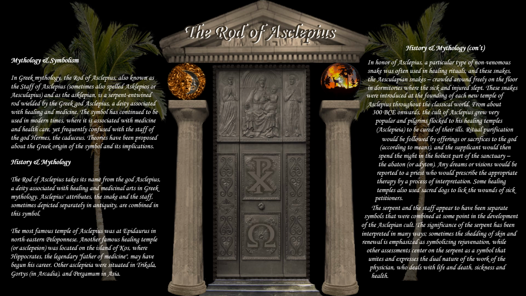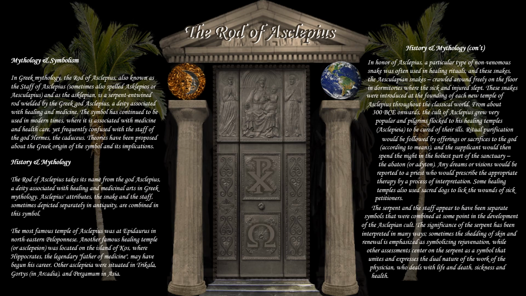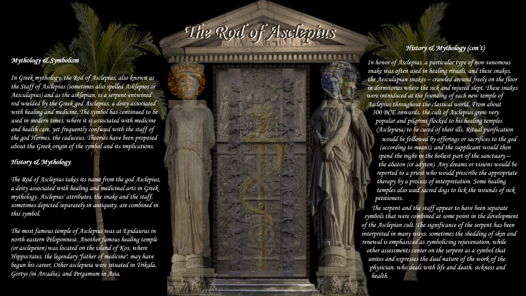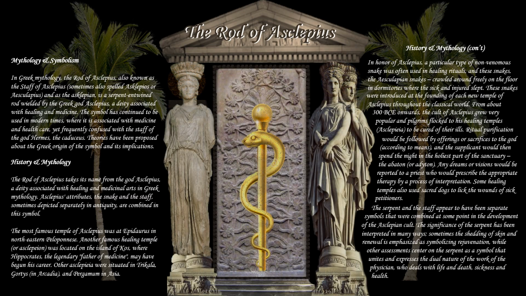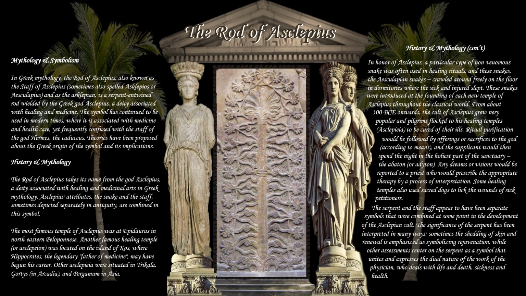In honor of Asclepius, a particular type of non-venomous snake was often used in healing rituals, and these snakes, the Asclepian snakes, crawled around freely on the floor in dormitories where the sick and injured slept. These snakes were introduced at the founding of each new temple of Asclepius throughout the classical world. From about 300 BCE onwards, the cult of Asclepius grew very popular, and pilgrims flocked to his healing temples, Asclepia, to be cured of their ills.